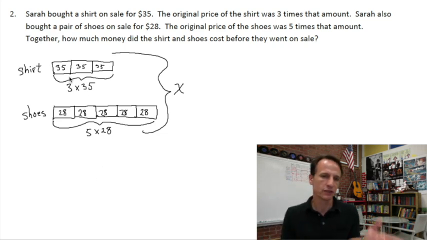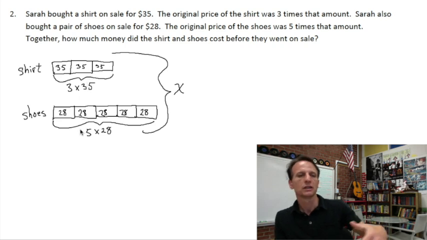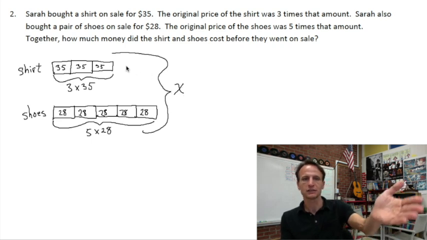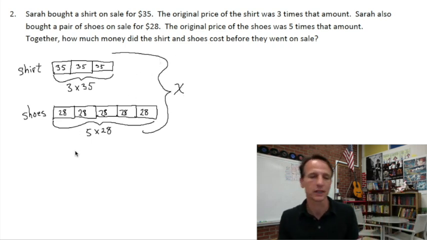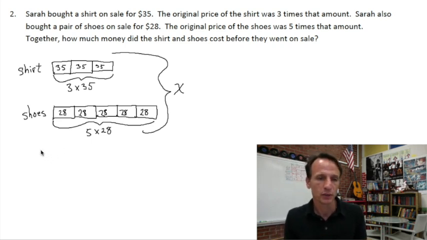So we see we can find the 3 times 35 to find the original price of the shirt, the 5 times 28 to find the original price of the shoes, add them together, and we will find our X, how much they cost before they went on sale. No problem. It's going to be pretty pricey, huh? These people, I tell you. So let's do the shirt first. 35 times 3.